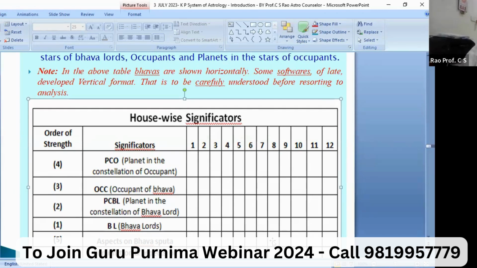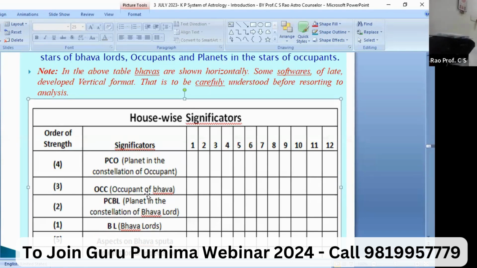Suppose the 8th Bhava Lord is there. The 8th Bhava Lord has 3 stars, and if in any of the stars, 1 or 2 or 3, there are planets, you have to write them in the second column. Like this, for all the 12 Bhavas, you have to fill up the second column. Sometimes there may not be a planet in any of the 3 stars, then those columns will be vacant. But the Bhava Lord cannot be vacant. So the first is the Bhava Lord, and the second is the planet in the constellation of the Bhava Lord.